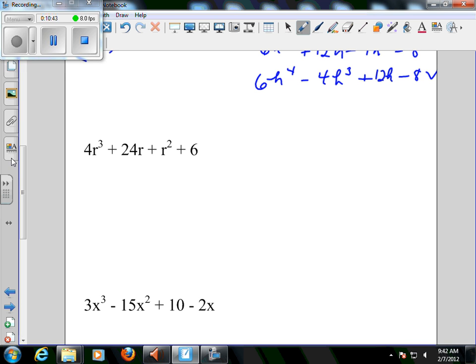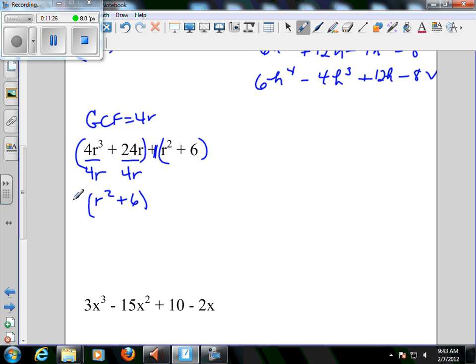We have 4r to the third plus 24r plus r squared plus 6. Now, let's group the first set of parentheses together and the last set. GCF of the first set is 4r. So we're going to divide everything in the first set by 4r. We end up with r to the second plus 6. Notice in the second set, the only GCF is 1. That's not going to do us any good. But we do need to have a number in front of our parentheses here, so let's put a 1.